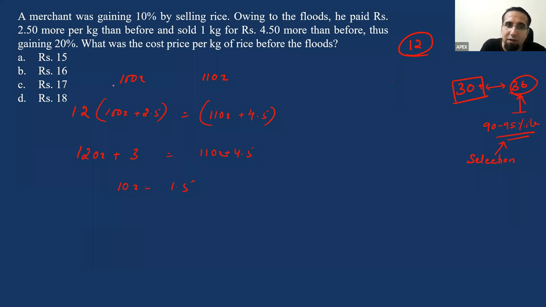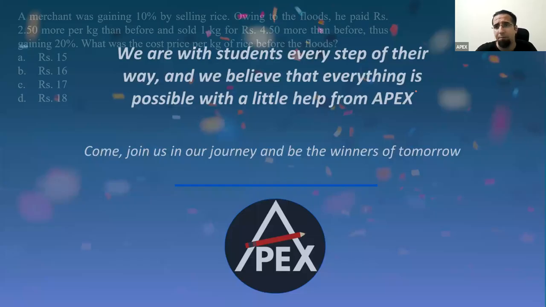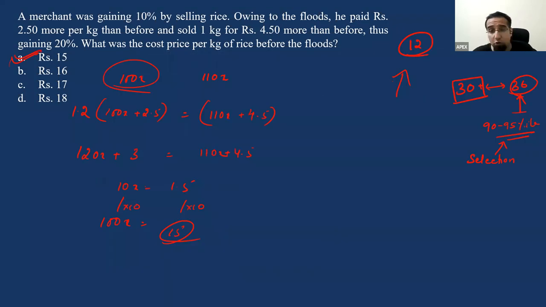And the question is asking you to find the cost price. That means I want the value of 100x, which is going to be into 10 and into 10. And therefore, my answer here becomes 15. Right. So this becomes your 12th very easy question, guys. So not a very difficult paper. 12 questions were there. You should have picked up.